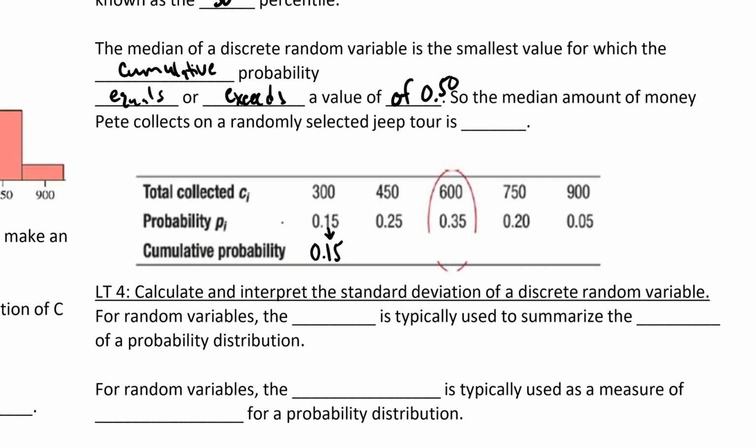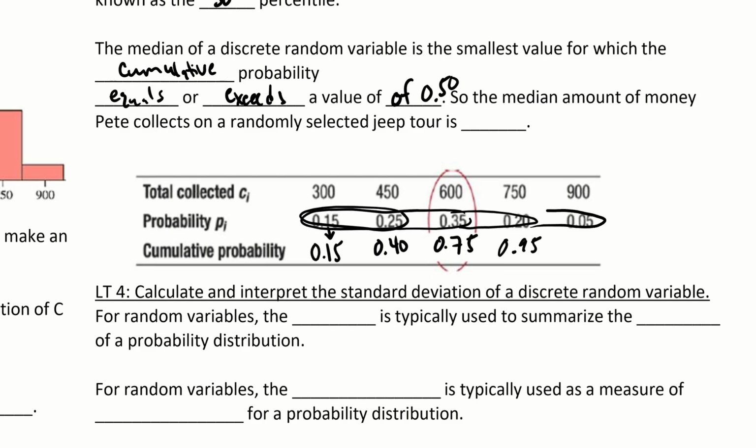But when you get to 0.25, you're going to do 0.25 plus 0.15. So you're going to add those up, and you get 0.40. When you get to 0.35, you have to add these up, right? So that's going to be 0.75. And then when you get to 0.20, of course, you have to add these up: 0.95. And then lastly, 1.00.